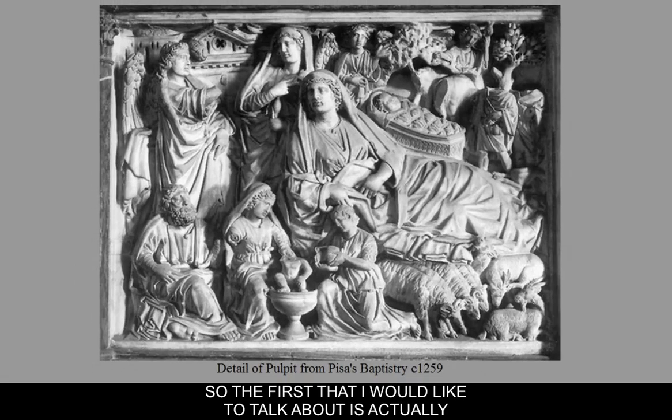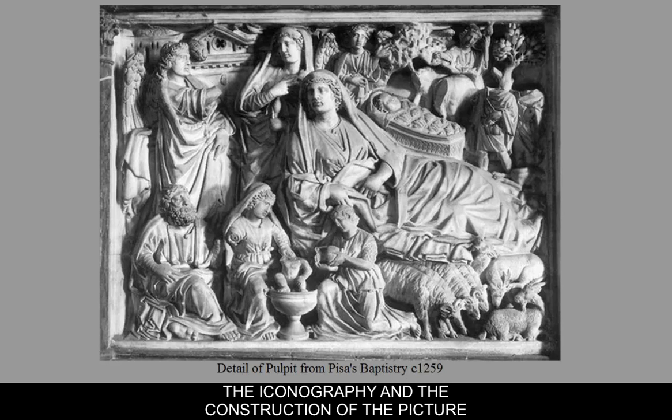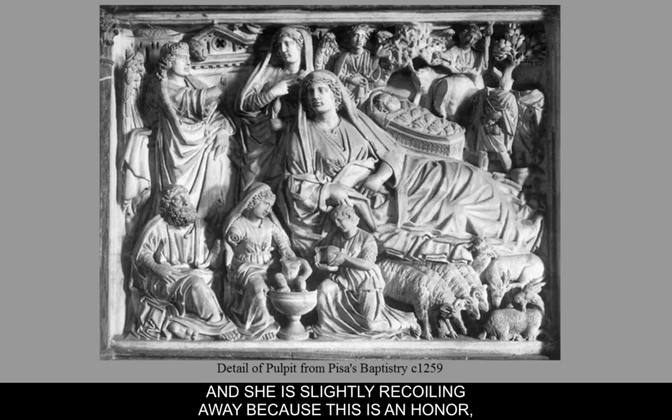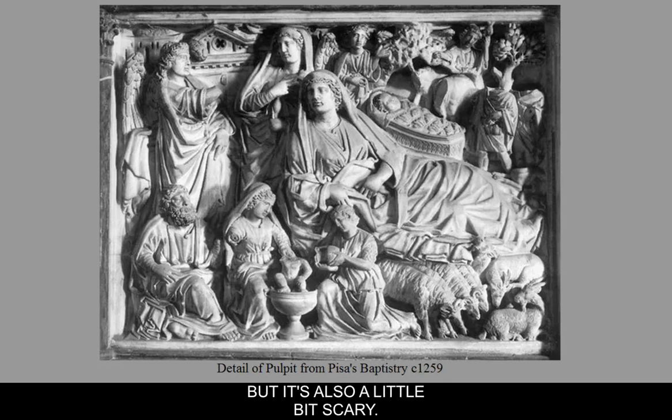So the first thing that I would like to talk about is actually the iconography and the construction of the picture in terms of where the symbols all lay. And you may remember some of these things that we've seen before from looking at the stained glass window in the last lecture. So in the upper left-hand corner, and I'll point at it for you so you can see it a little bit better, we see Gabriel here, and he is gesturing towards Mary. And this scene is actually an annunciation scene in which the angel Gabriel is coming and announcing to Mary. And she is slightly recoiling away because this is an honor, but it's also a little bit scary.